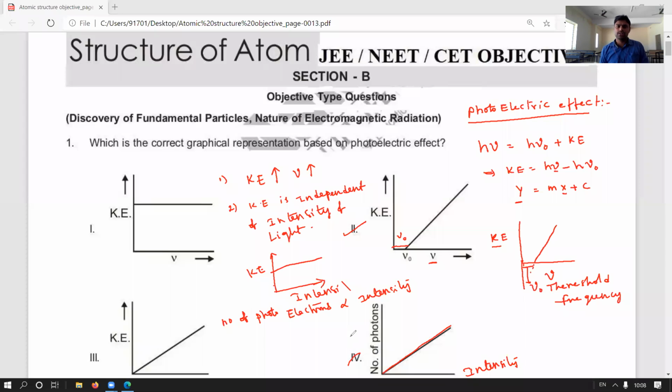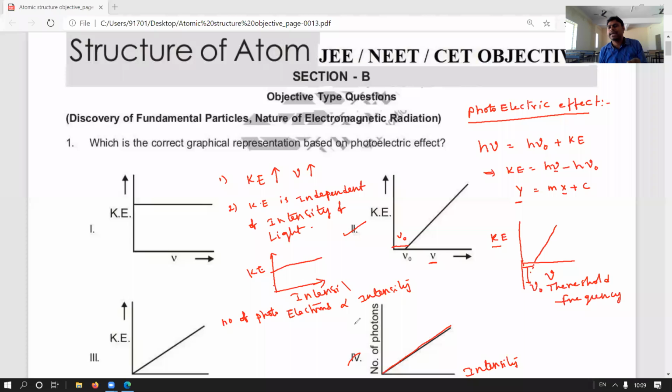Anybody have doubt regarding this concept? This is very, very important, and these graphical representations we also discussed in our regular classes. The photoelectric effect is observed when the incident light frequency is more than the threshold frequency. Only then are photoelectrons ejected. The number of photoelectrons ejected depends on the intensity of incident light. But when the frequency of incident radiation increases, the kinetic energy of electrons increases, while kinetic energy is independent of intensity.